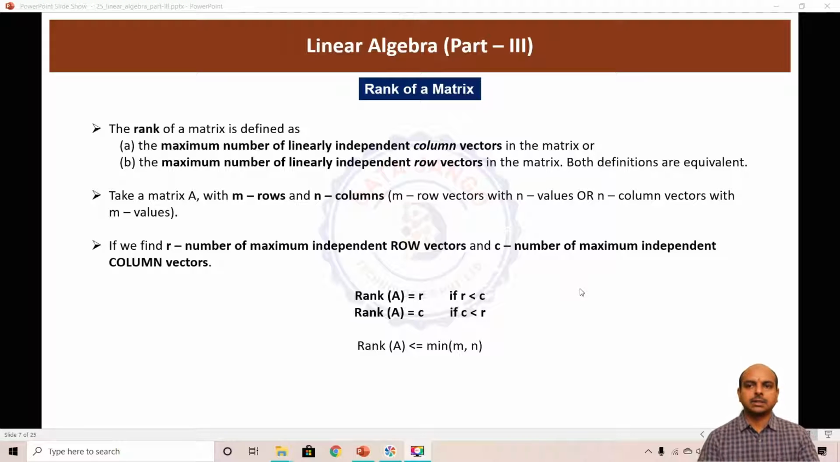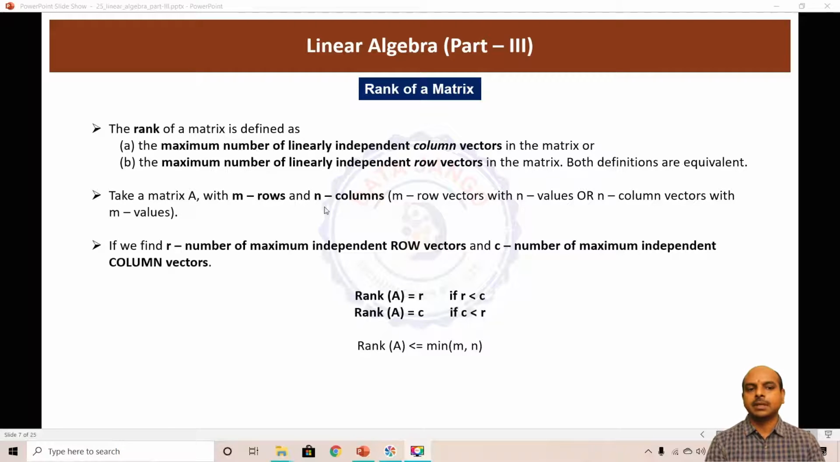Hello and welcome back. Let us try to understand what is rank of a matrix. So you can look at the definition here. The maximum number of linearly independent column vectors in a matrix or the maximum number of linearly independent row vectors in a matrix. We understood what is linear dependence and independence in the previous session. So if the maximum number of linearly independent column vectors or linearly independent row vectors, the count, is known as the rank.